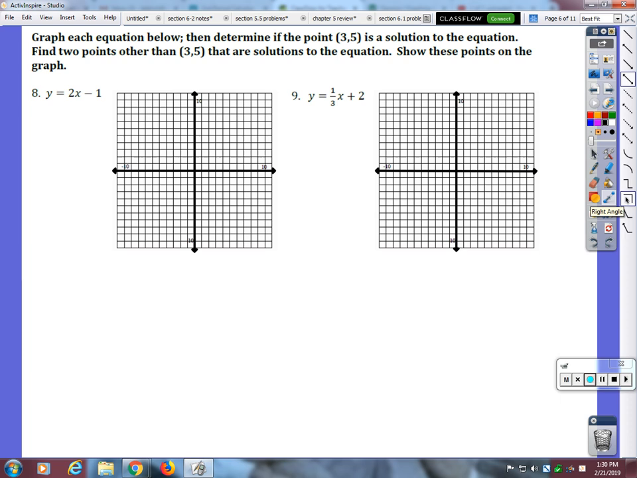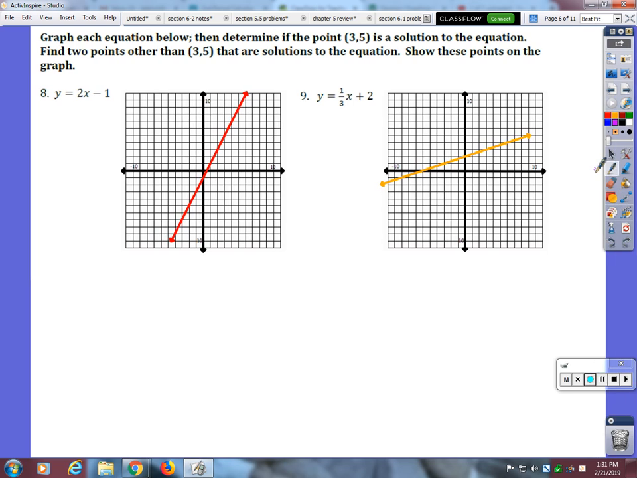All right, so your graph for this one should have looked like y-intercept of negative 1, slope of 2. So it should look something like that. And then your graph of this one should look like y-intercept of 2, slope of 1/3. So that's going to look something like that. Good job.